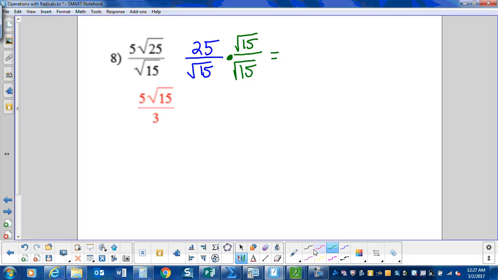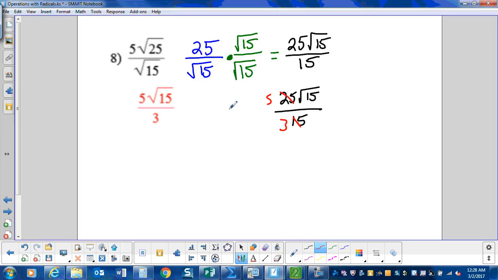So now let's simplify. 25 times the square root of 15 is 25 square roots of 15. And remember, the square root of a number times itself is the radicand, so the square root of 15 times the square root of 15 is just 15. Now I have 25 times the square root of 15 over 15. Well, these both can be divided by 5. 5 goes into that 5 times, and 5 goes into that 3 times. So 5 square roots of 15 divided by 3 is my answer.